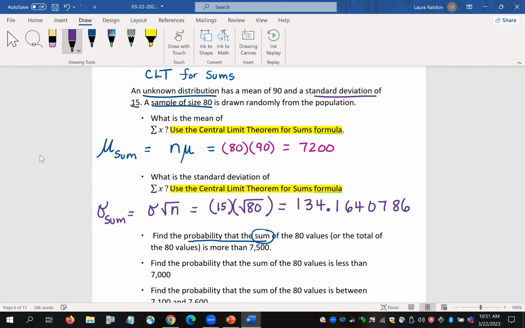And I get 134.1640786. It doesn't indicate here, but I would probably round to 3 decimal places. It should indicate that. This one I wrote and didn't put it in there. I apologize.